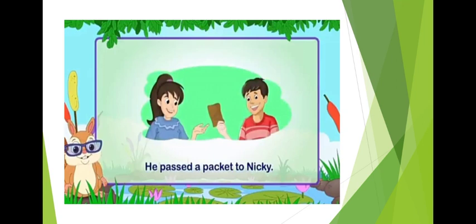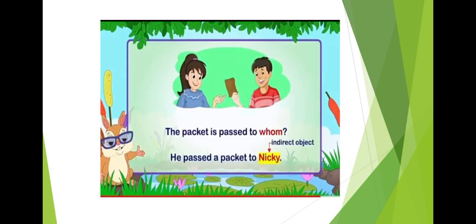For example, he passed a packet to Nikki. The packet is passed to whom? Here, Nikki. The action is done to Nikki. So Nikki is the indirect object that comes after the preposition to.